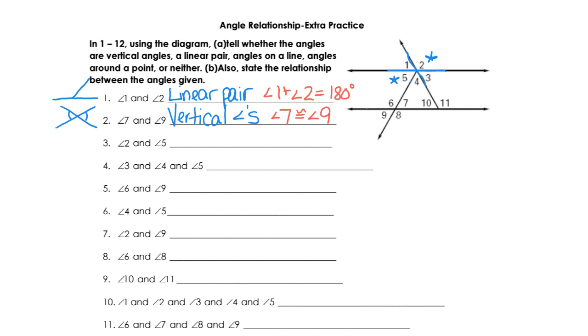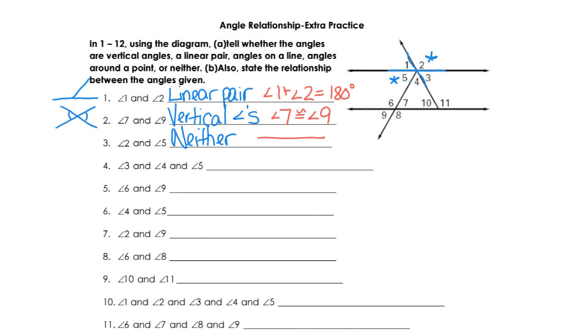If we think of any of the other kinds, they're not vertical. They are not a linear pair because they're not next to each other on the line like 1 and 2 are. They are not angles on a line. They're not angles around a point. So on this one, we're going to have to go with neither. And because it's neither, there's no relationship between their measures. We have no idea whether their measures add up to anything or whether they're equal or not, so we can't say anything there. Okay, number 4.